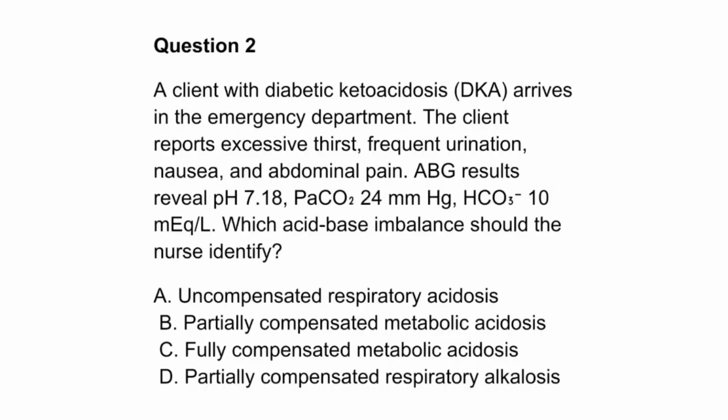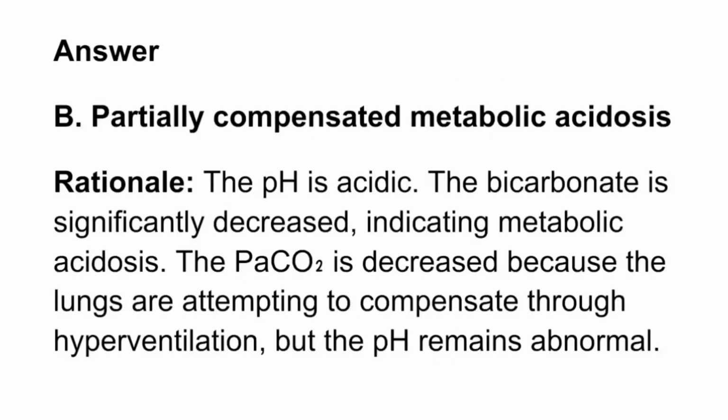A. Uncompensated respiratory acidosis. B. Partially compensated metabolic acidosis. C. Fully compensated metabolic acidosis. D. Partially compensated respiratory alkalosis. Answer. B. Partially compensated metabolic acidosis. Rationale. The pH is acidic. The bicarbonate is significantly decreased, indicating metabolic acidosis. The PaCO2 is decreased because the lungs are attempting to compensate through hyperventilation, but the pH remains abnormal.